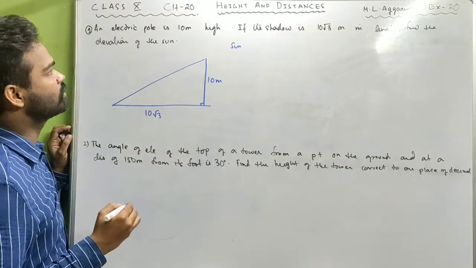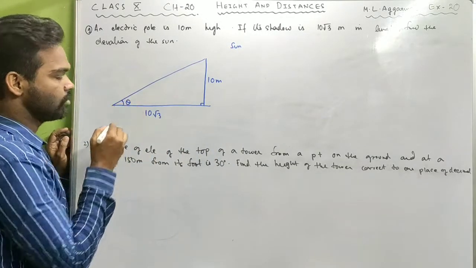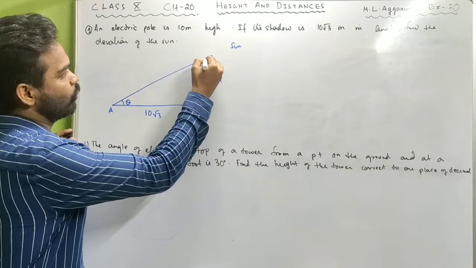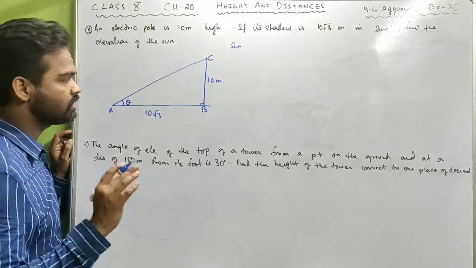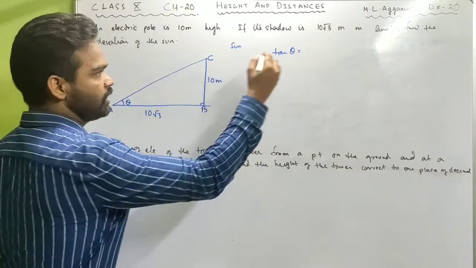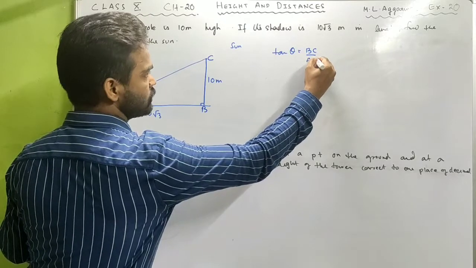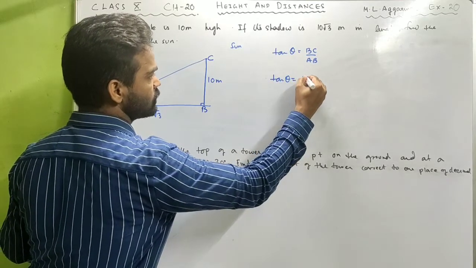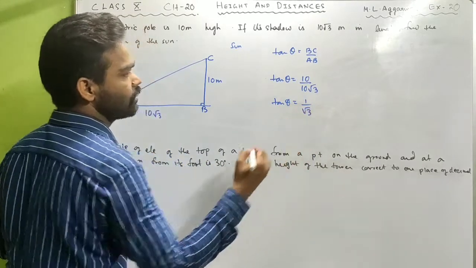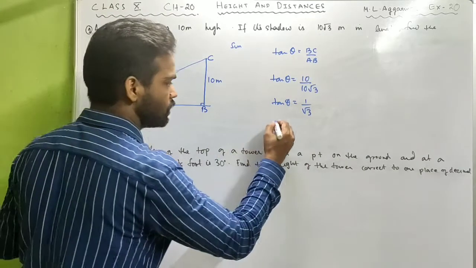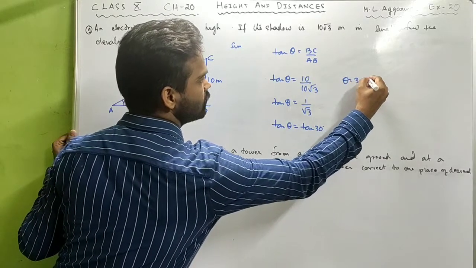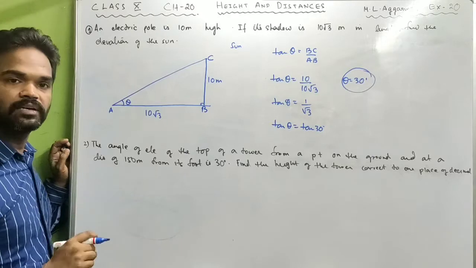Okay. Find the elevation of the sun, which means this angle they are asking. From this point, if you are seeing the top of the electric pole, then what is the angle of elevation? Simple. Just look over here. In this diagram, tan theta is perpendicular by base, which means tan theta is 10 by 10 root 3, which means tan theta is 1 by root 3. Now when is the value of tan 1 by root 3? At tan 30 degree, which means theta will be 30 degree, which means the angle of elevation is 30 degree. Done.